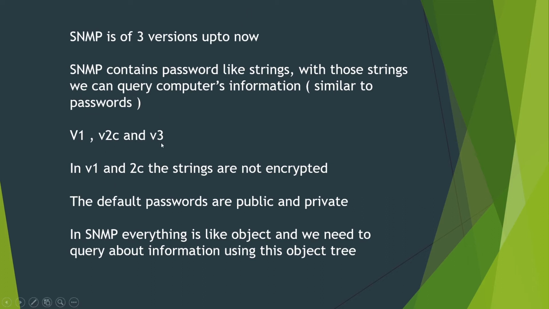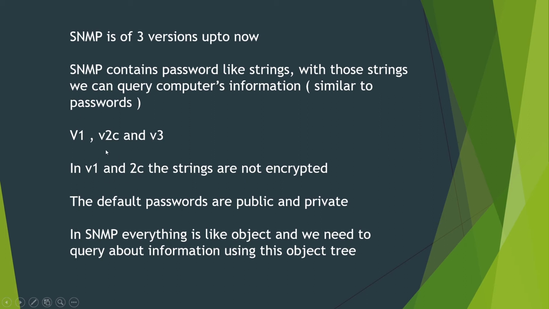Now I want to talk about the versions, version 1, 2C and 3. In version 1 and 2C, the strings, these passwords, are not encrypted, so they transfer the data in plain text format. So if anyone logs into this router with these community strings, any attacker can do a man in the middle attack and sniff this plain text data, and in that plain text data you can see the strings very clearly in version 1 and 2C. In version 3 they have implemented encryption, but so many devices in organizations are still using version 1 and 2C because they did not update.